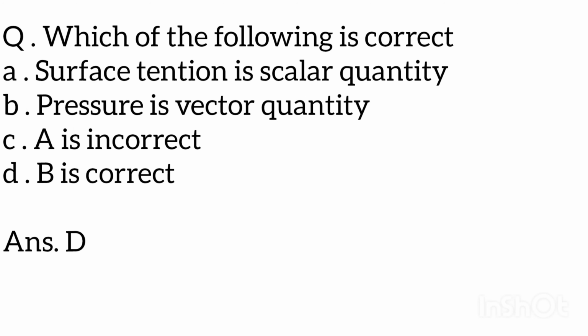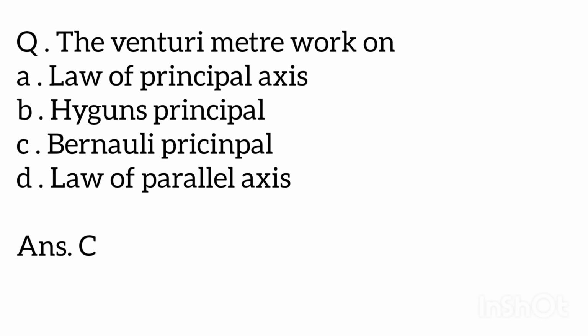Next question. Which of the following is correct? Option A, surface tension is a scalar quantity. Option B, pressure is a vector quantity. Option C, A is incorrect. Option D, B is correct. So the answer to this question is option D, B is correct.